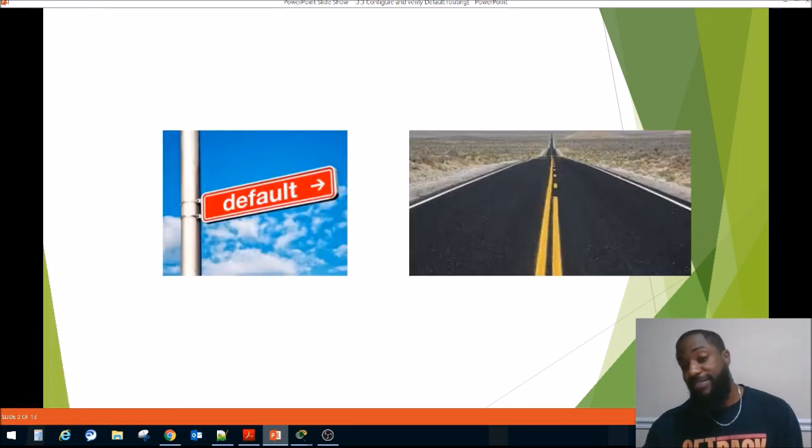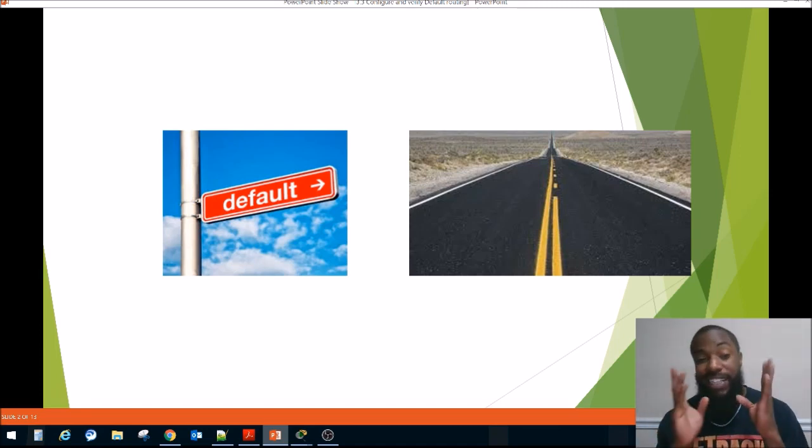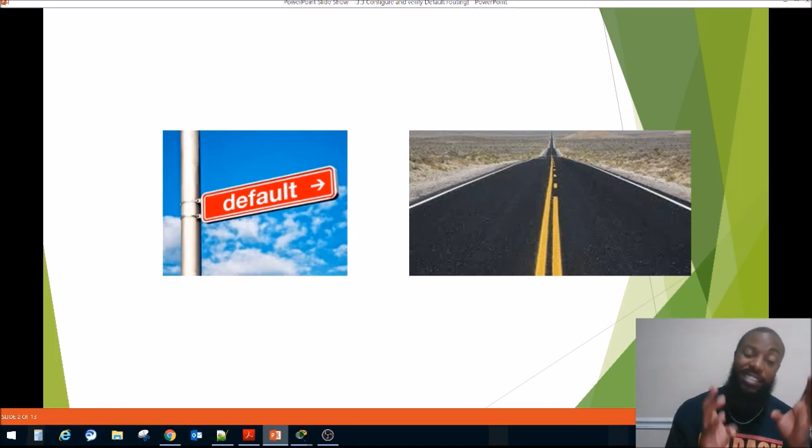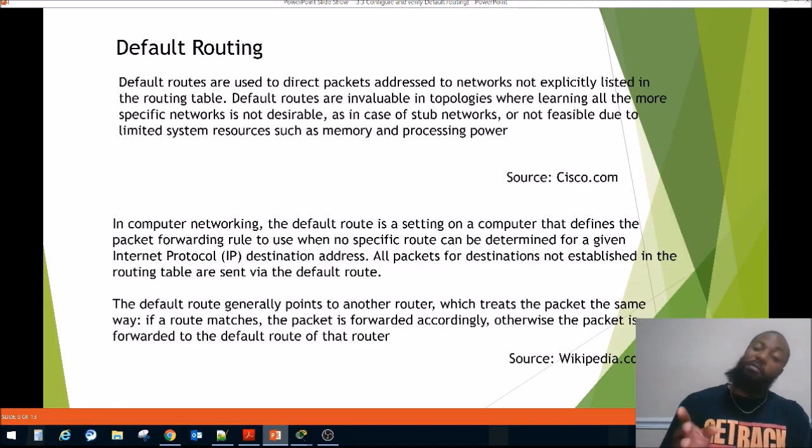Again, this is kind of like what I did with the last video, static routing versus default or dynamic routing. This is not what you would consider a default route. This is just imagery that I created that reminds you of what a default route may look like, but it's not necessarily a default route. It's just some more corny imagery that I came up with. So I came up with two definitions for y'all, one from Cisco, one from Wikipedia.